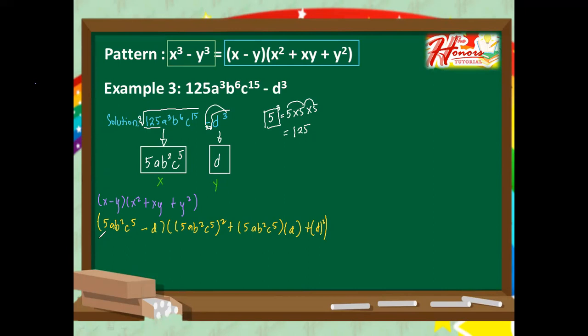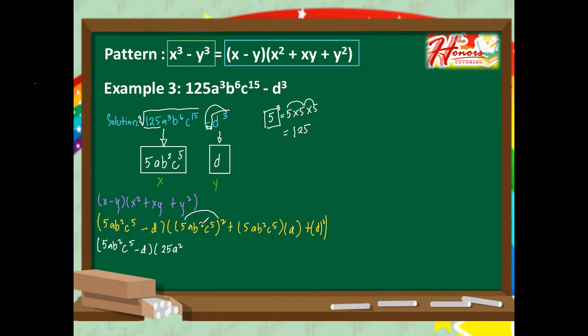So, for this part, for this parenthesis, you will just copy it. No need to simplify. So that is the quantity of 5ab squared c raised to 5 minus d times, let's simplify it, 5 squared, meaning 5 times 5, that's 25. And then a raised to 2, that's a squared.